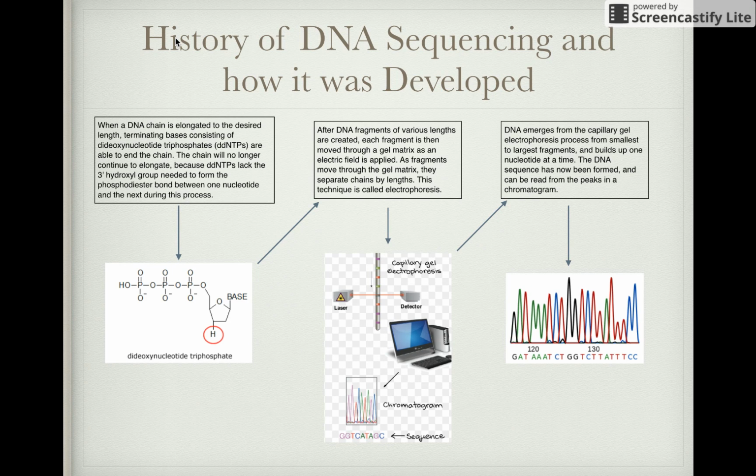So, like I said, when the DNA strands emerge from the capillary gel electrophoresis process, they go in order from smallest to largest fragments, and it builds up one nucleotide at a time so that the DNA sequence can be formed and then later read through peaks in a chromatogram.